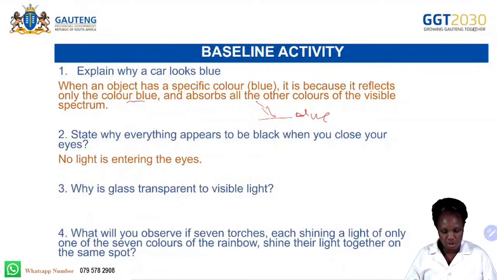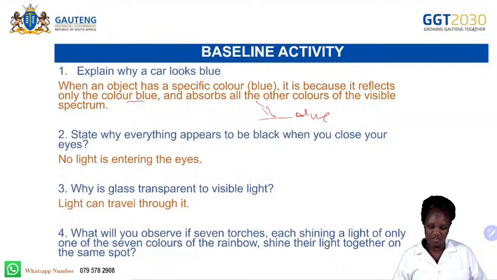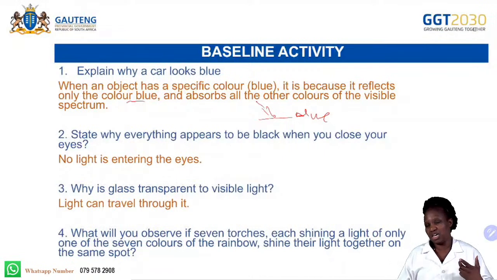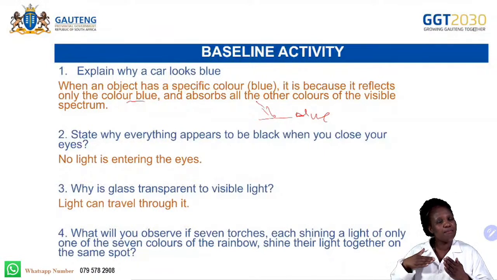And then let's go to number 3. Why is the glass transparent to visible light? It is transparent. Why? Why is the glass transparent? Because light can go through. All right. Light can pass through.